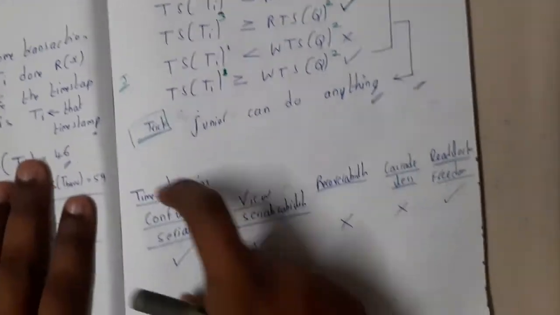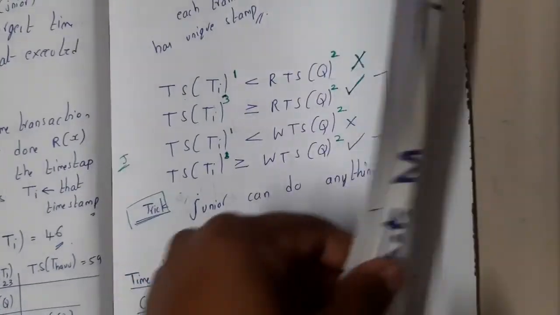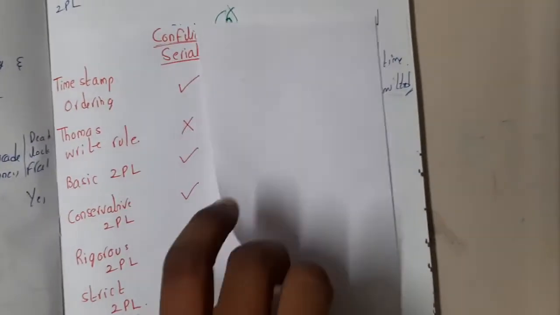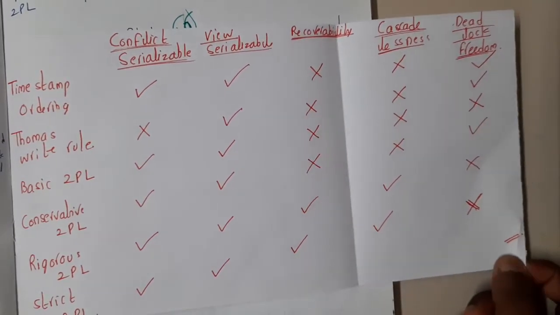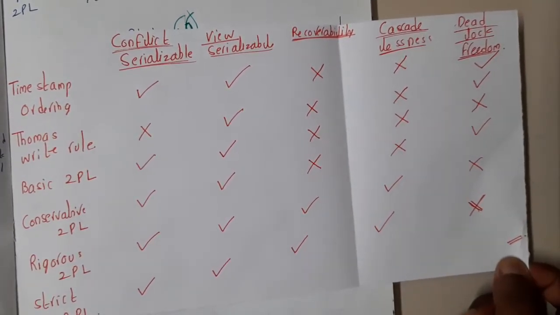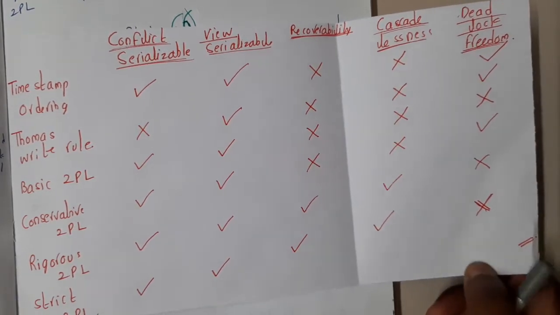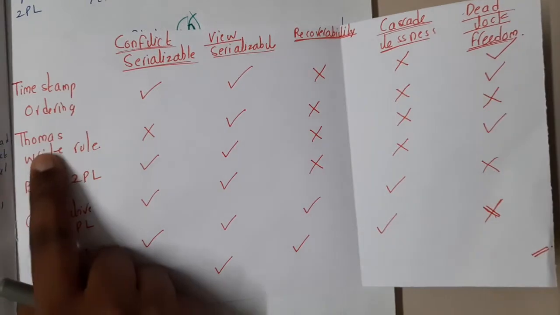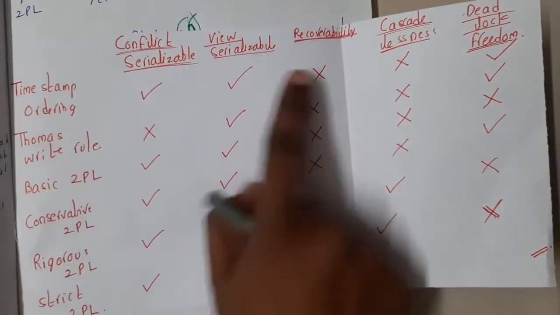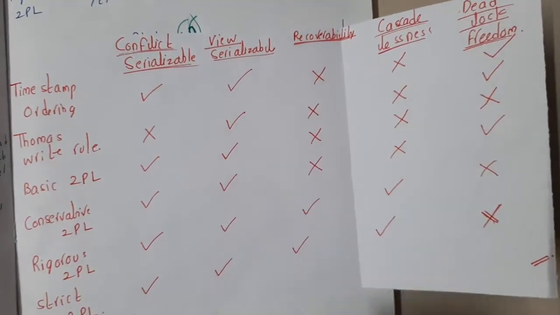Similarly, there is a standard table, guys. I think that table will be filled at the end. I'll be showing you that table, and I'll be dedicating a separate video for this table based on the requirement. This is the table which the examiner is always interested in asking. He will ask, in Thomas Write rule or in timestamping, is recoverability available or not? Yes or no? In that way he will ask.